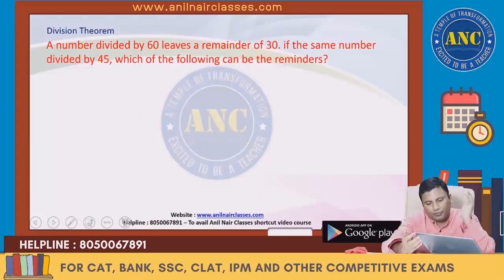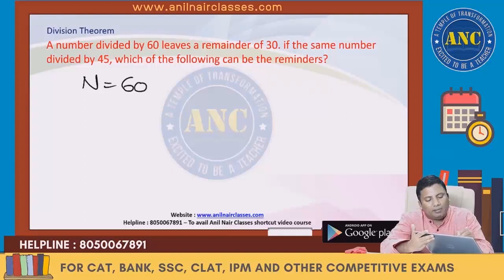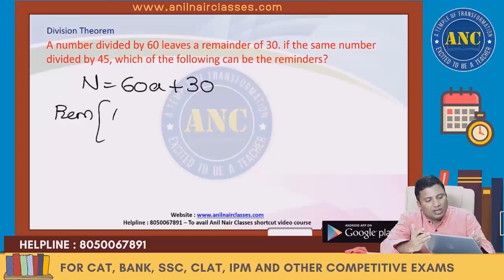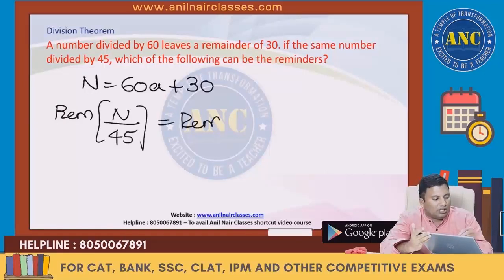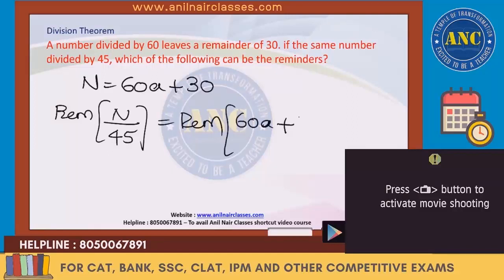Next one. A number when divided by 60, please solve it. Drop your pens if you are sitting at home and watching the class. A number when divided by 60 leaves a remainder 30. What are all the possible remainders when this number is divided by 45? So this is nothing but (60A + 30) divided by 45.